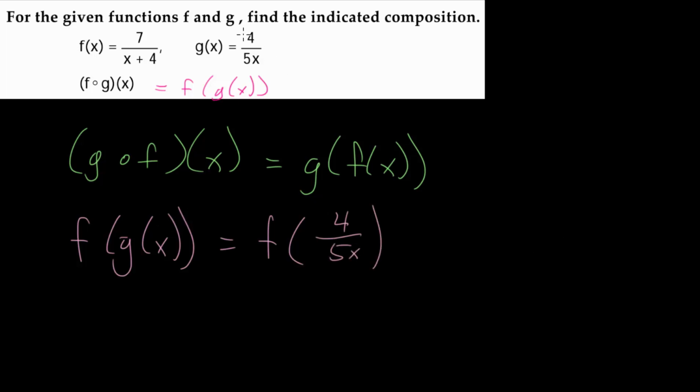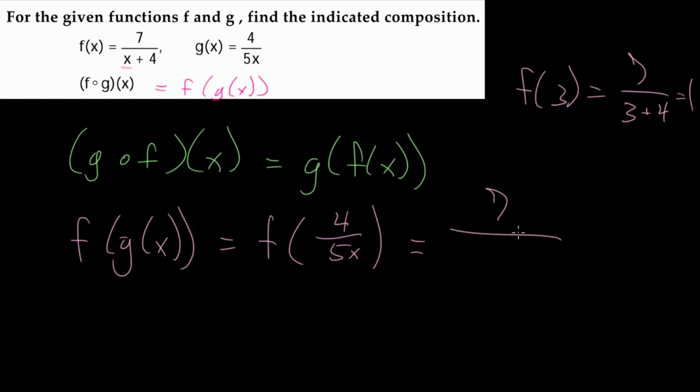We are essentially taking one function and just plugging it into another function anywhere we see the independent variable, since that's how functions work. If we had f of 3, we would replace x with 3. We get 7 over 3 plus 4, which is 1. But now instead of plugging in a real number, we're going to plug in an entire function. But it's perfectly valid. So we plug 4 over 5x in for x here.